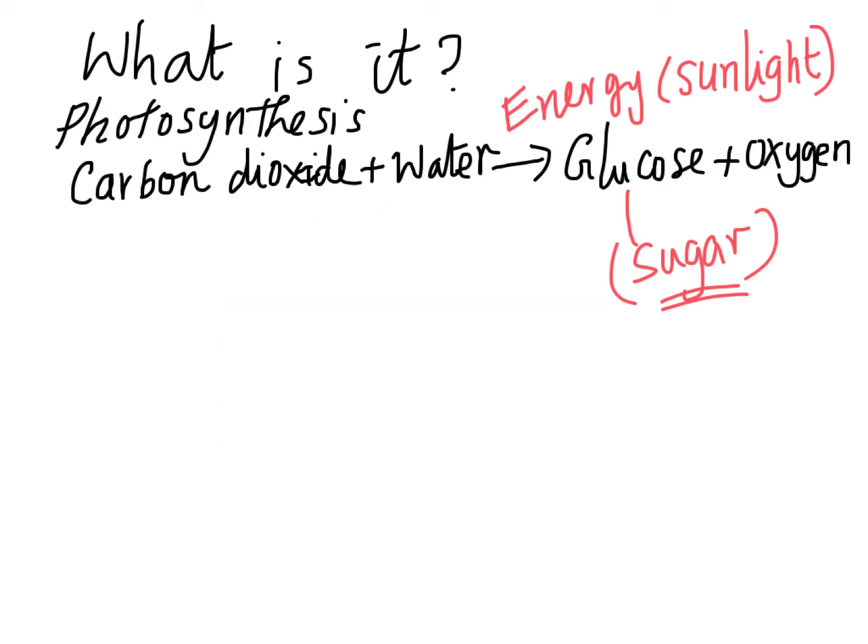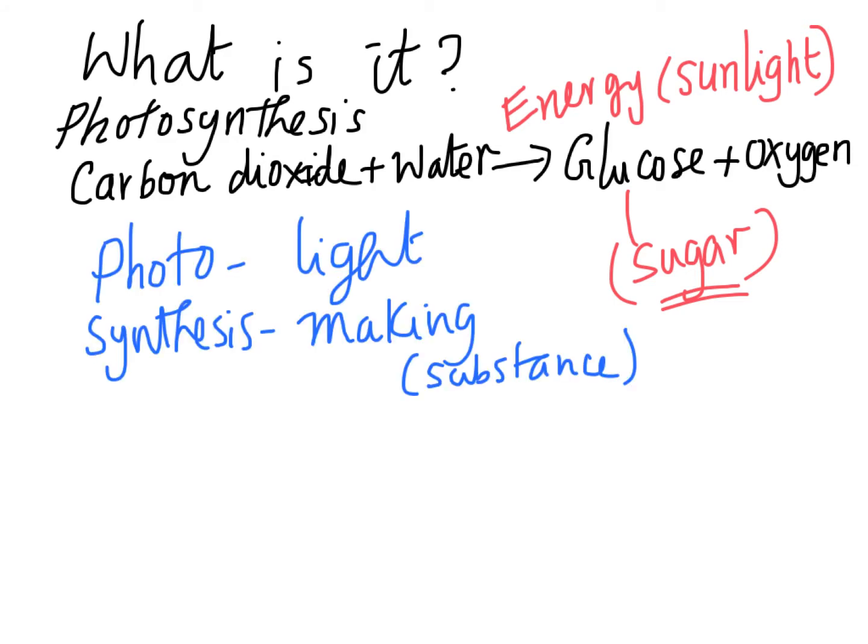So why is it called photosynthesis? Let's have a look. Photo means light. Synthesis is making normally a substance. So because the plant makes glucose using the light, it's termed as photosynthesis. So that's the connection. Let's now have a look at how this is connected with another very important chemical reaction that all living things derive their energy from.